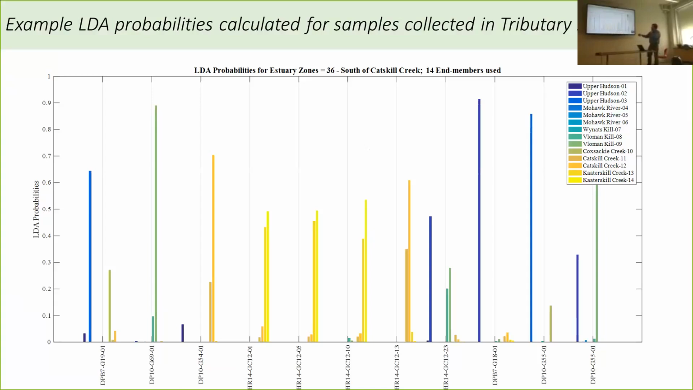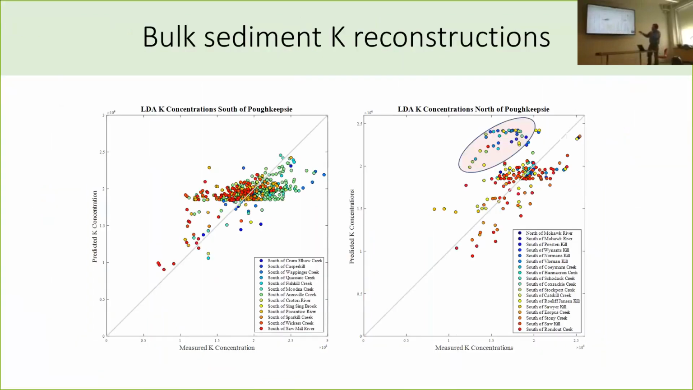Let's see. So my attempt to reconstruct. So we have these probabilities which sum to 1. Let's use our end-member concentrations that we developed and reconstruct what we're supposed to get. And the 1-to-1 line in all these plots, again, this is going to be north of Poughkeepsie and south of Poughkeepsie. And in general, we see across these that the fits south of Poughkeepsie are not very good. And that certainly makes sense that we have inputs from other sources.